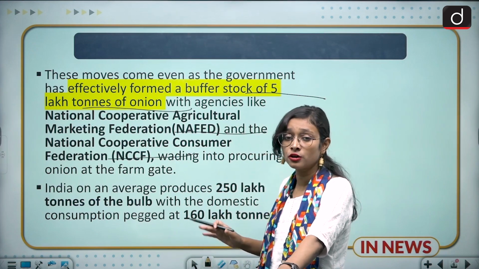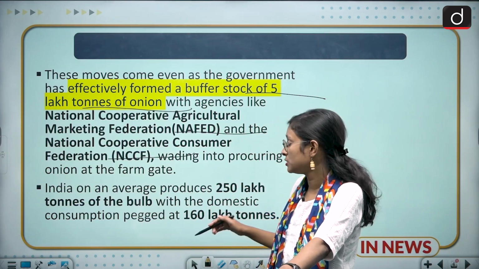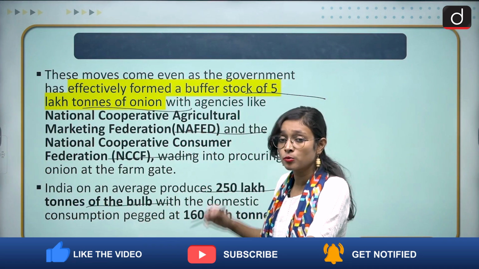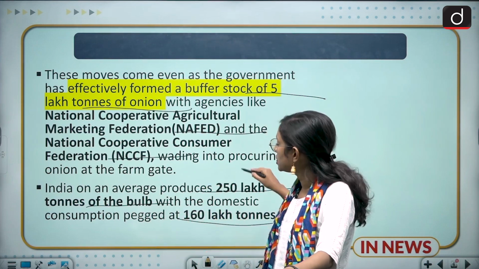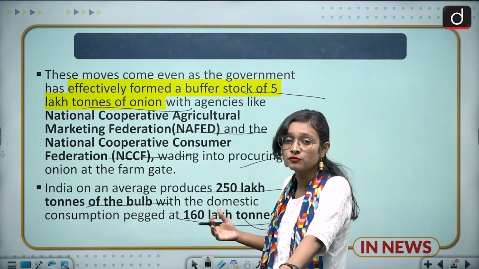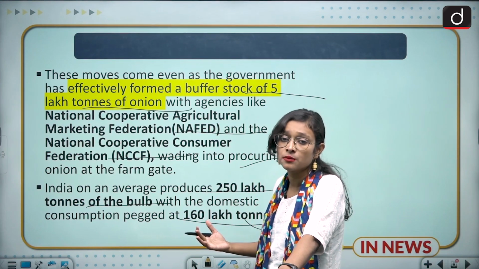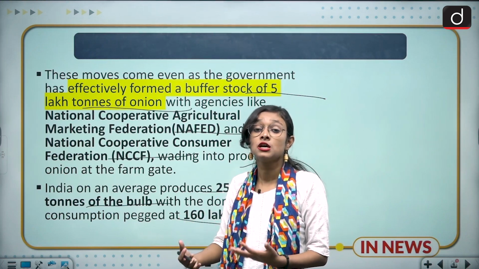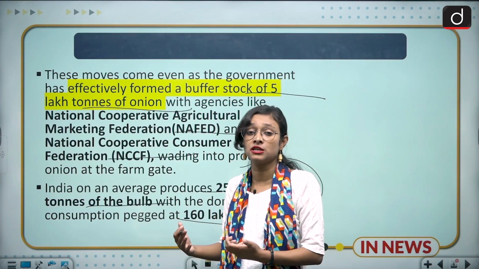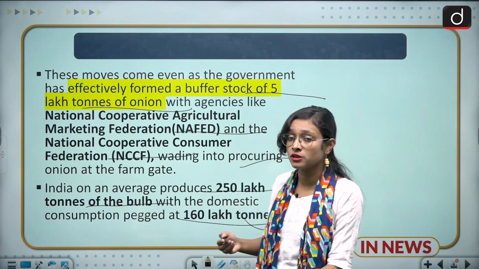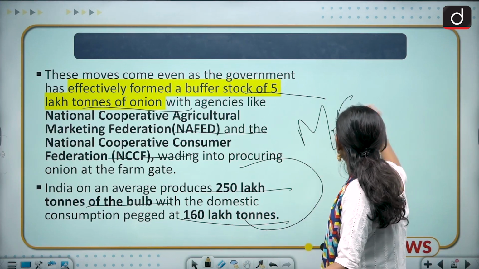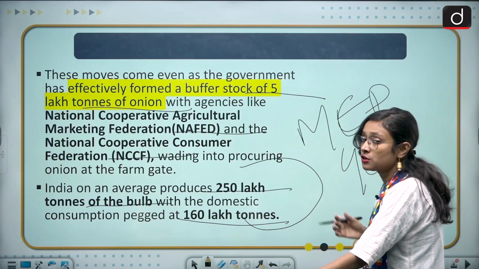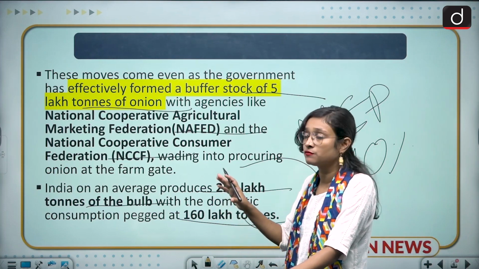And for your general knowledge, this is very basic information I am giving you: India on an average produces 250 lakh tons of bulb, and its domestic consumption is 160 lakh tons. So here we can see that it produces a very high amount of onion, but we have lots of domestic consumption, and its major share goes to domestic consumption. Because of that, the export market of onion is not in a very stable condition. Why? First they had to pay the minimum export price, and second they have to pay 40% export charges. Because of that, they are facing an export crisis in the onion market.